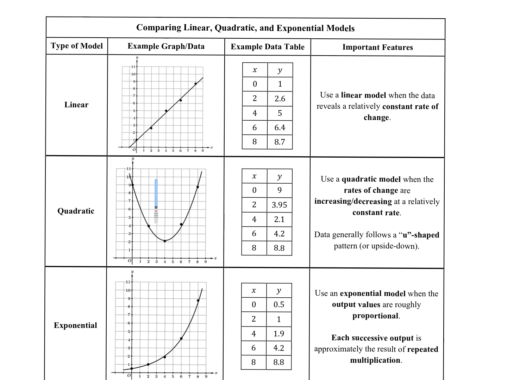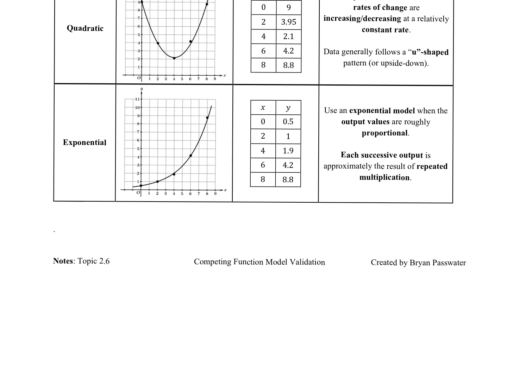Quadratic is going to make that U shape, or it could be the U reversed, the n shape. The rates of change are increasing and then decreasing at a relatively constant rate, so the rate of the rate is the same, and that's what makes that shape. And then an exponential is proportional. Is it exactly proportional? No, it's a model again.